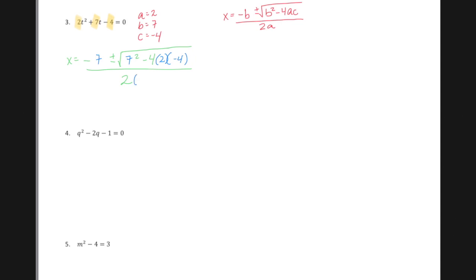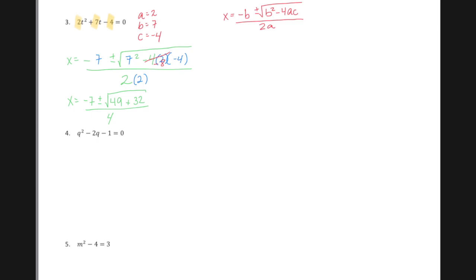Once I plug this in, I can start simplifying. So x is going to be equal to a negative 7 plus or minus 7 squared is 49 minus 4 times 2 is going to give me negative 8. Negative 8 times negative 4 is going to give me a positive 32. I'm just going to keep that for now so that I don't over confuse things. And then 2 times 2 is 4.